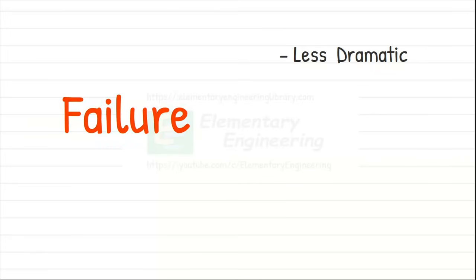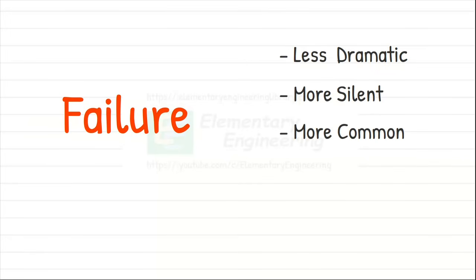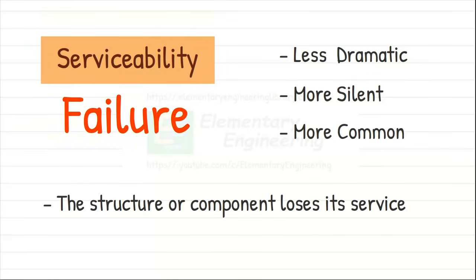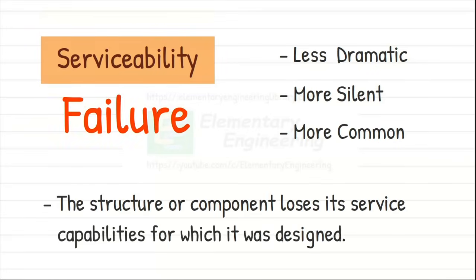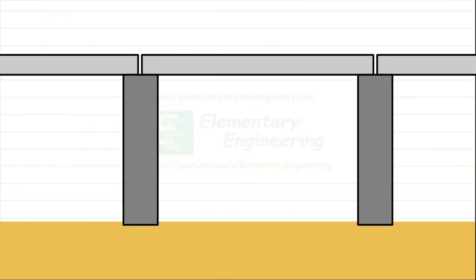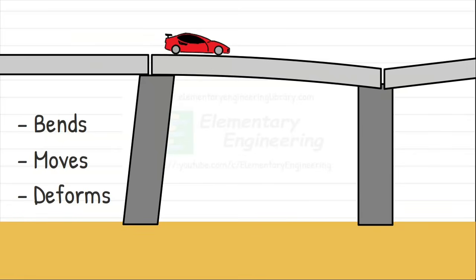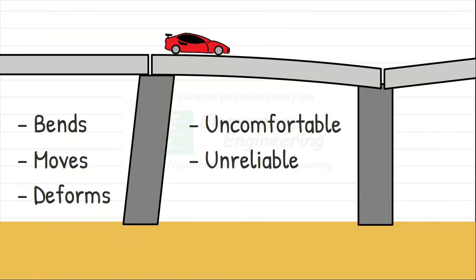But there is another type of failure that is less dramatic and much more silent and common. It is called a serviceability failure. That is, the structure or component loses its service capabilities for which it was designed. In serviceability failure, a structure may be perfectly safe and perhaps nowhere near breaking, but it bends, moves, or deforms so much that it becomes uncomfortable, unreliable, or even unusable.